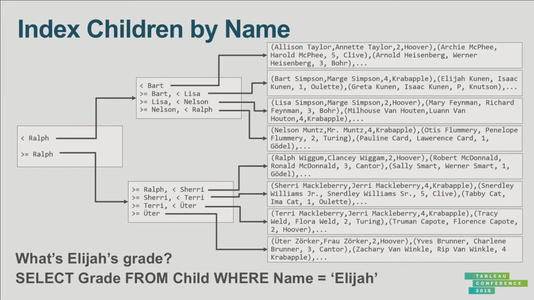Well, you're talking about the child table, and you're talking about the child name. I've indexed by child name, so I'm going to walk the tree. I'm going to start at the root of the tree. I'm going to say, Elijah's less than Ralph, so I'm going to follow this pointer to this node. Elijah's between Bart and Lisa, so let me follow the next pointer. And I end up at this node, this page on my disk.